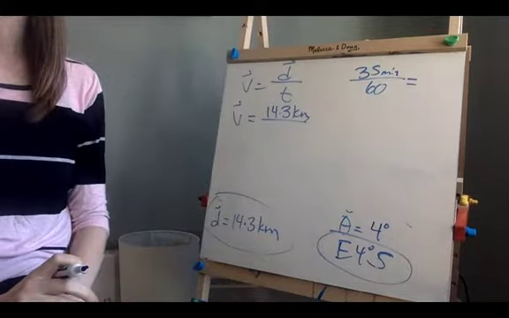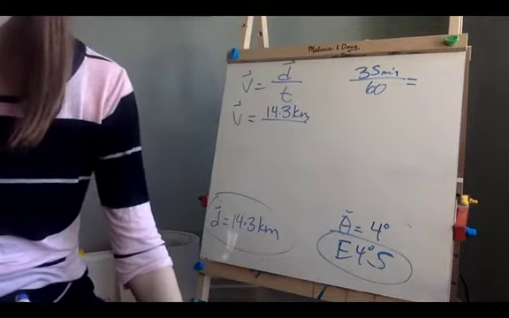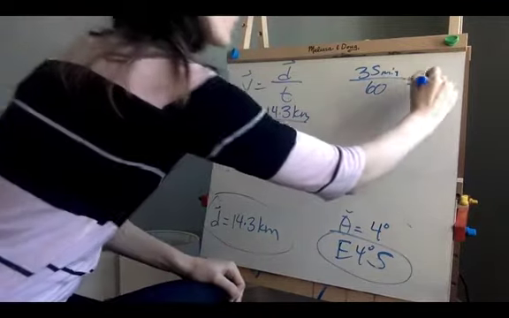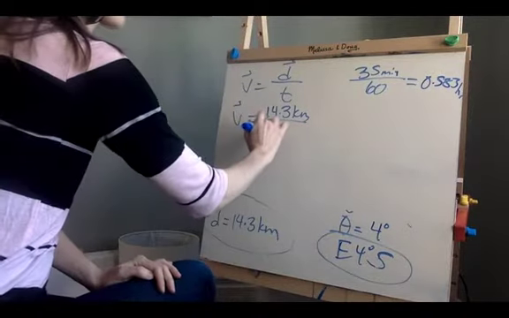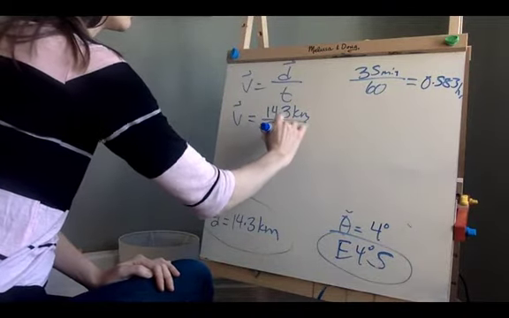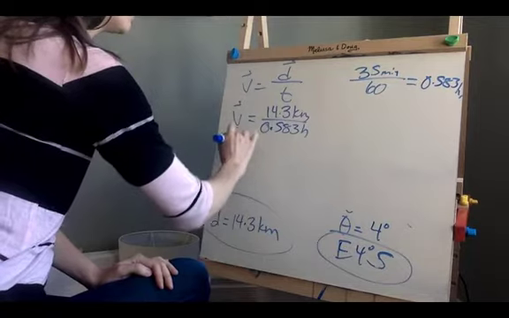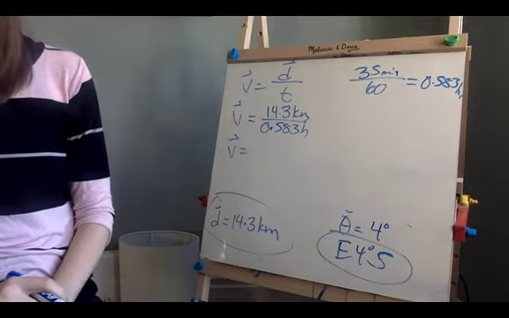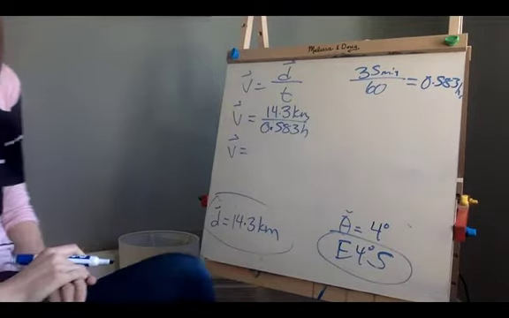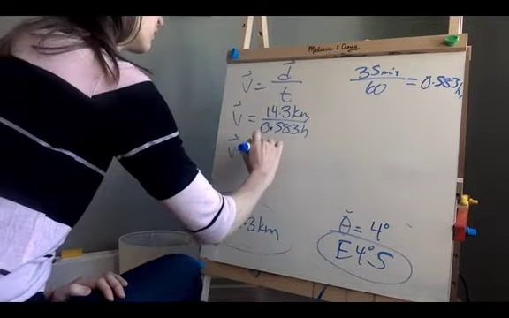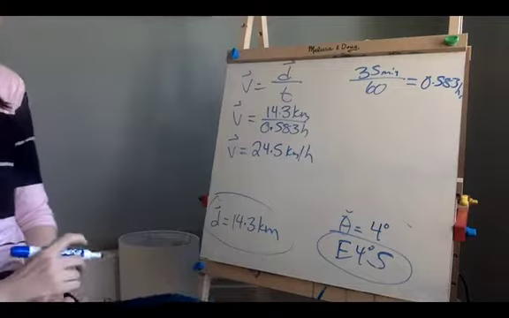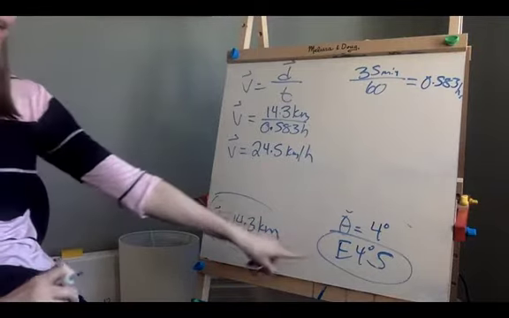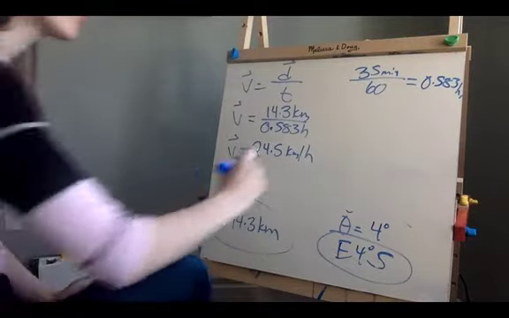Because there's 60 minutes in an hour, and you get a value there of 0.583 hours. So displacement divided by time, right? That gives us now an average velocity of 24.5 kilometers per hour, okay, in the direction of east 4 degrees south.